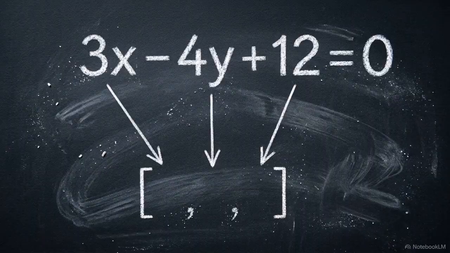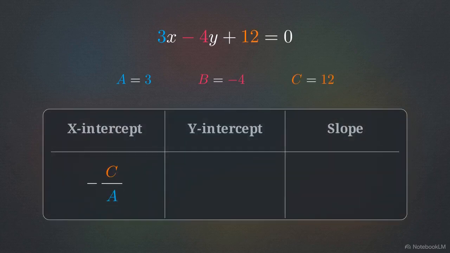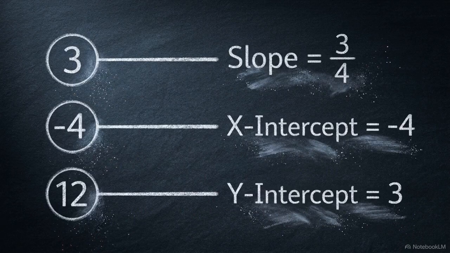We can apply these extraction formulas to a specific equation to see how they function in practice. For 3x minus 4y plus 12 equals 0, a is 3, b is negative 4, c is 12. The x-intercept, negative c over a, is negative 4. The y-intercept, negative c over b, is 3. The slope, negative a over b, is 3 over 4. Every physical attribute of the line has been derived solely from its algebraic coefficients.